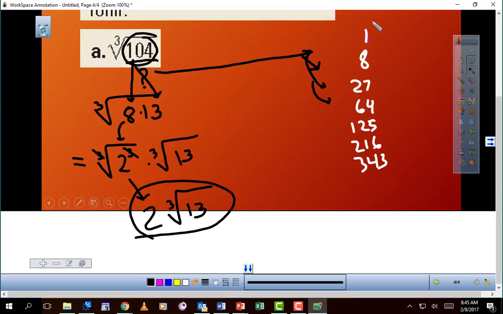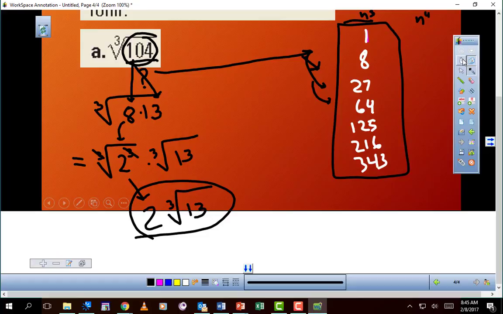You're going to have to be familiar with some of these cube numbers. You'll probably also have to be familiar with some of the fourth powers, like n to the fourth power. This is n cubed, right?